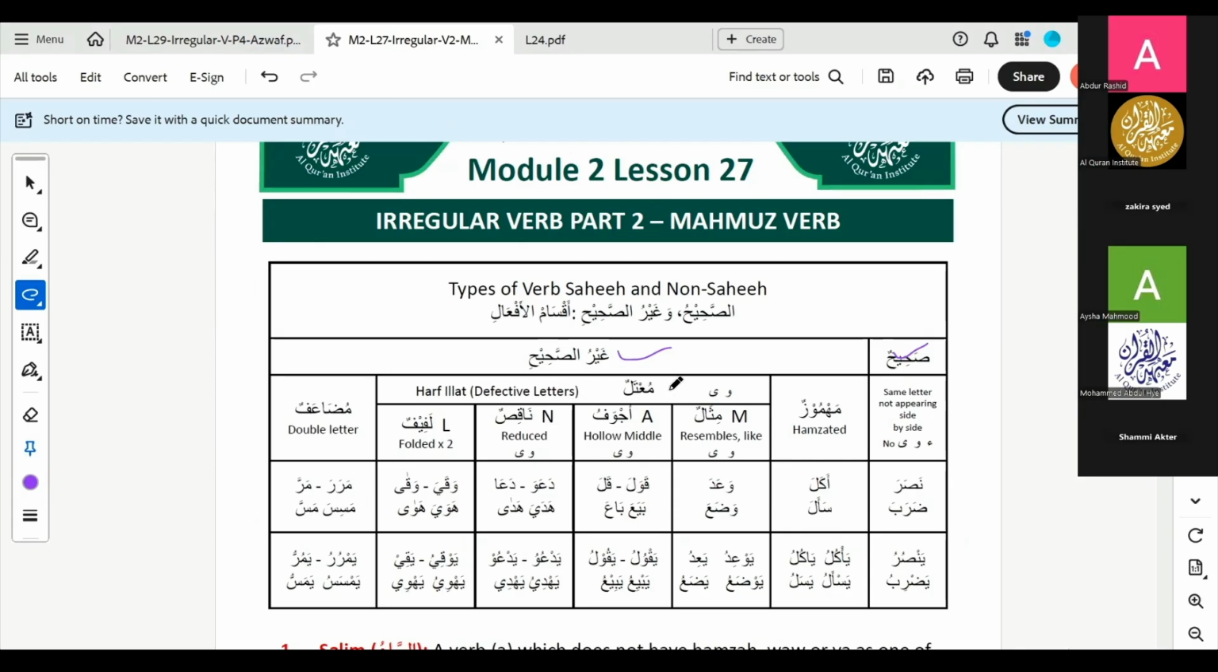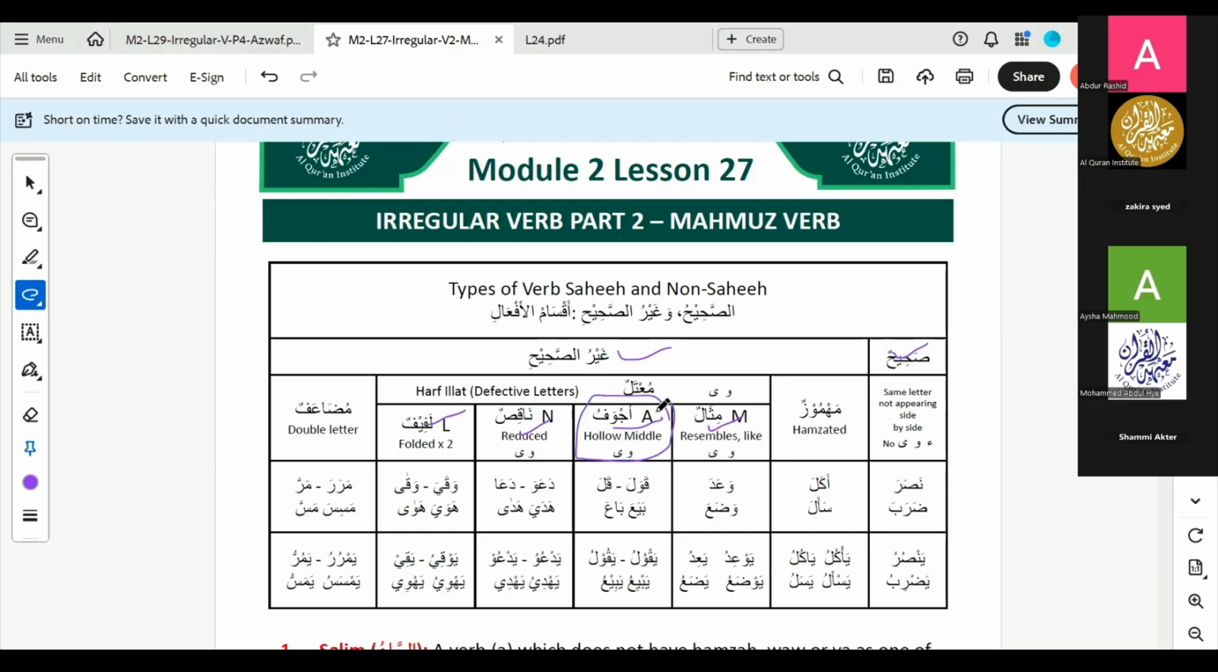Inshallah, today our topic is irregular verb. Under irregular verb, ajwaf verb. So just a quick recap on the types of verbs that we have already studied in lesson 27. There are two types of verbs, sahi and ghairu sahi. Under ghairu sahi, we have three types: mahmuz, mu'atal, and mudaf. Mu'atal, where there is a harf illa in any one of the radicals. So this is again further divided into mithal, ajwaf, naqis, and lafif. So our today's topic is ajwaf.